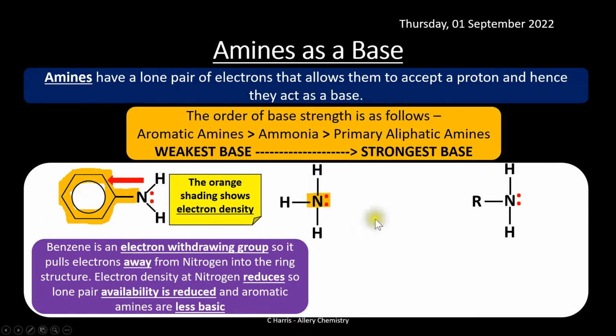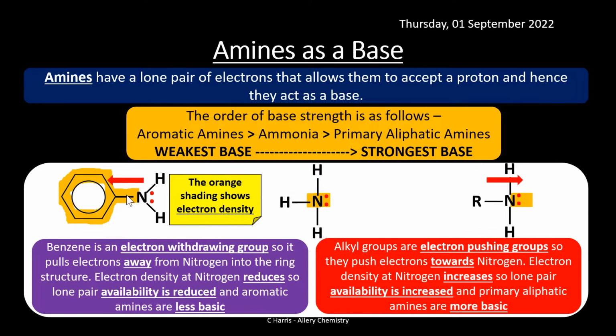Now with ammonia, you can see it's just sat in the middle, so it's more readily available than it is with phenylamine. And then alkyl groups, for example in a primary amine, actually push electrons towards the nitrogen. This means the density of electrons on nitrogen increases, and so the availability of the lone pair on nitrogen also increases. It's going to accept a proton much more readily. And so your primary amines are a stronger base compared to these ones here.